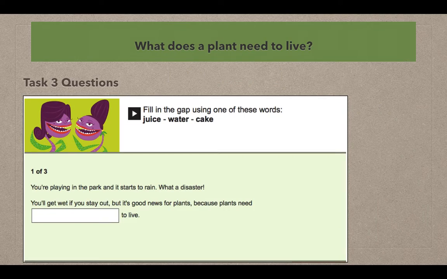Okay, now it's followed by task 3, questions. So fill in the gap using one of these words: juice, water, cake. If you read the sentence, find the word that you can put in the gap.